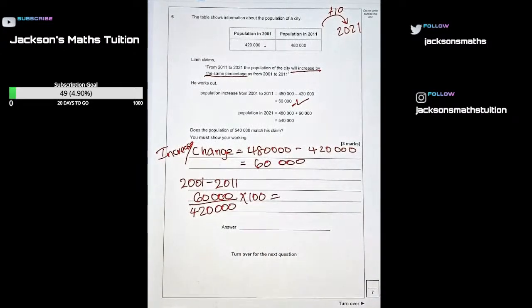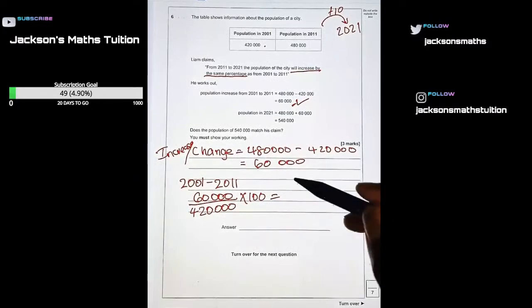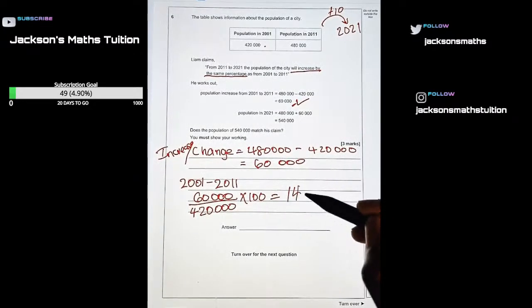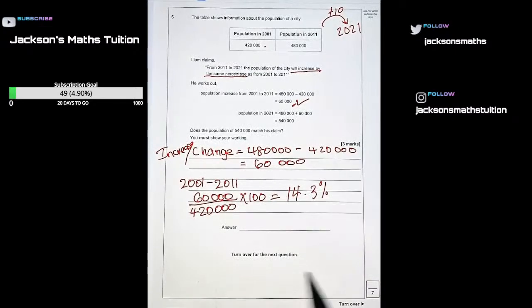Now if you put that on the calculator, remember it's a calculator paper, so just put that on the calculator, you're going to get 14.3%. So that's the percentage change from 2001 to 2011.